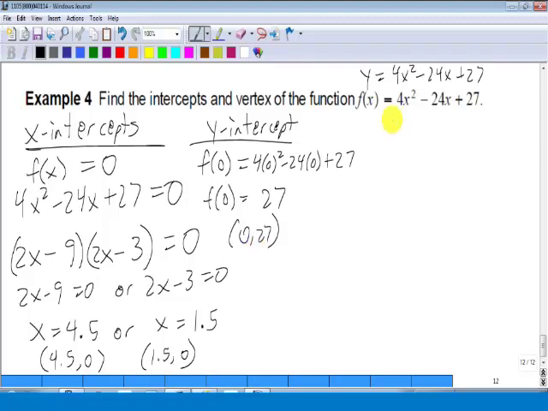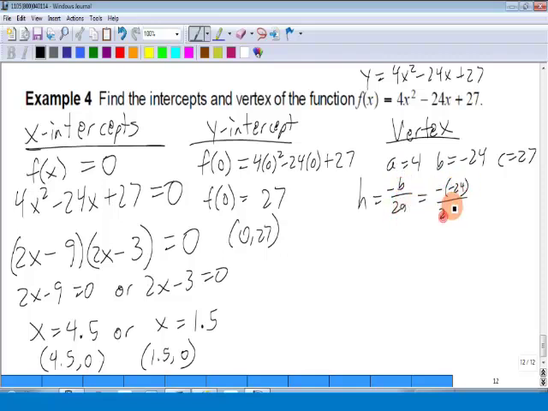Yes. I think it can be done. A equals 4, B equals negative 24, C equals 27. We could complete the square, but let's try out this vertex formula. H equals negative B over 2A. That's the opposite of negative 24 over 2 times 4, which is 24 over 8. It tells us the x-coordinate of the vertex is 3.